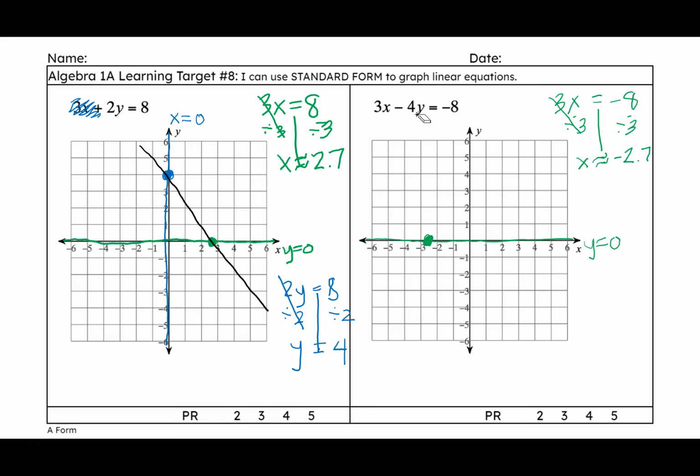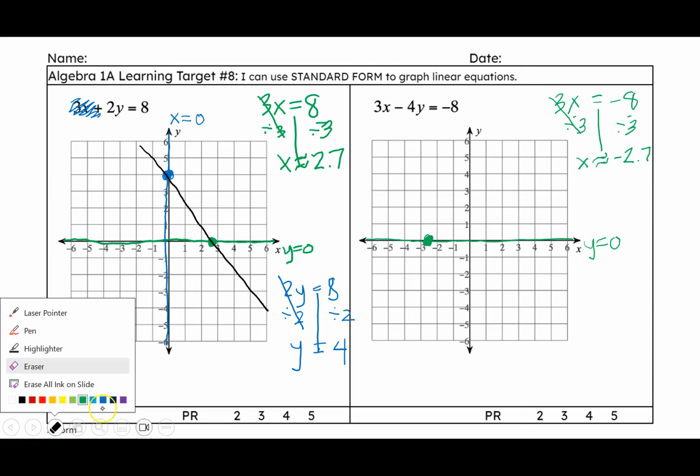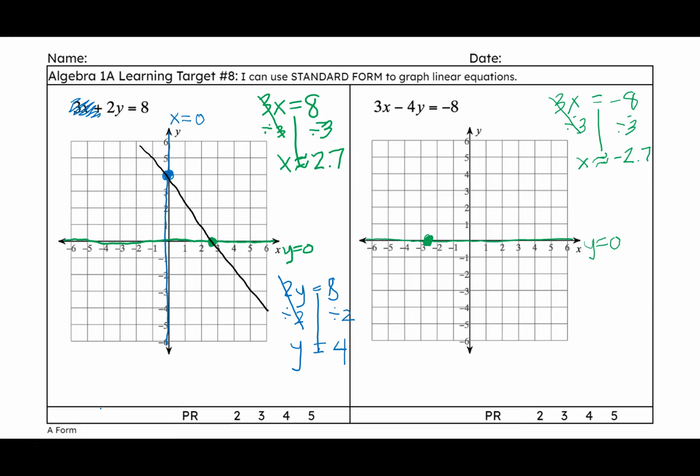And let me erase that, because now we're going to be crossing out the x instead. All right, now I'm going to find where the line's going to cross the y-axis. That is all points where x is equal to 0. So if x is equal to 0, that becomes 3 times 0, which is 0. Bye-bye. And now I've got a much easier equation to solve right down here. Negative 4y equals negative 8. One step to get rid of that coefficient, I'm going to divide each side by negative 4.